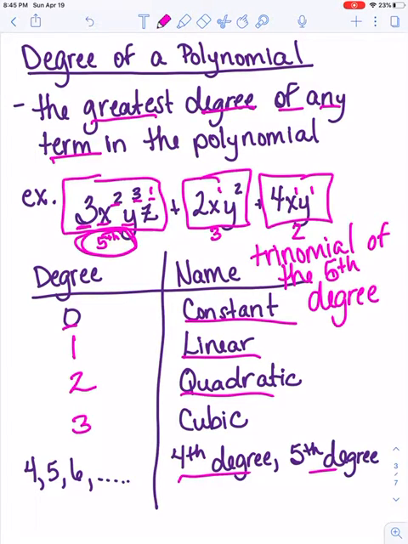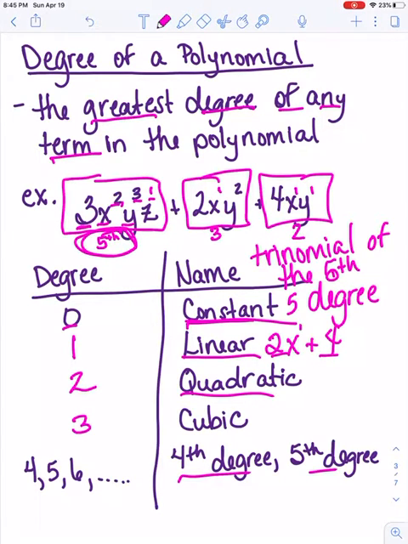So let's think about what a constant would look like. It would just be a number by itself. So if I just had 5, that's a constant. -3, that's a constant. Any number, it doesn't have a variable attached to it, so there is no degree on the variable because there is no variable. So it's called a constant. It's just a number. Linear, we've talked about linear all year. 2x plus 4. This is a linear binomial.